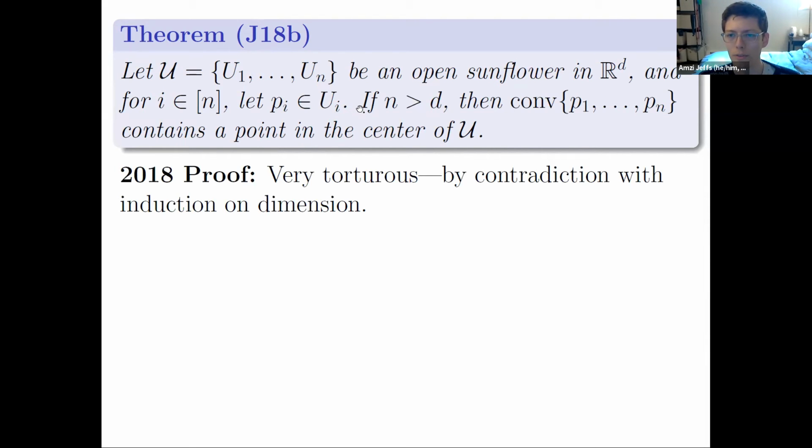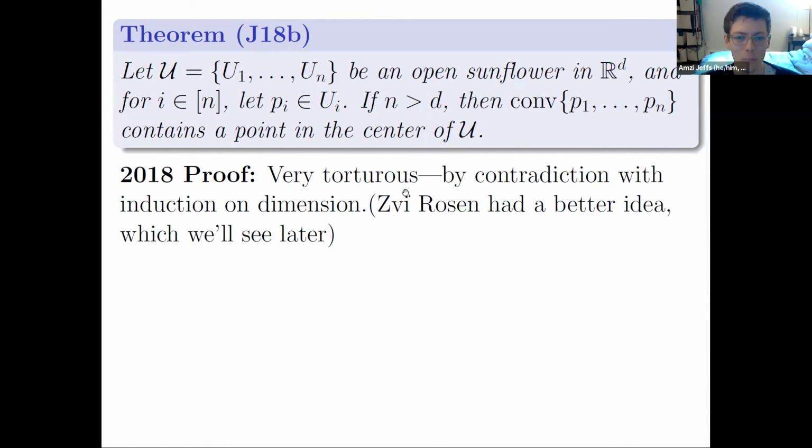And I'll just say the proof of this that appeared in 2018 was very nasty. I wouldn't recommend reading it. There's, by contradiction, induction on the dimension, all sorts of nasty sliding things around type of arguments. And at that time, actually, Z. Rosen, another researcher in this field, had a better idea and suggested it to me, and I didn't see how to make it work, but I'll maybe at the end of this talk gesture towards how we would have used that and actually in a more general setting.